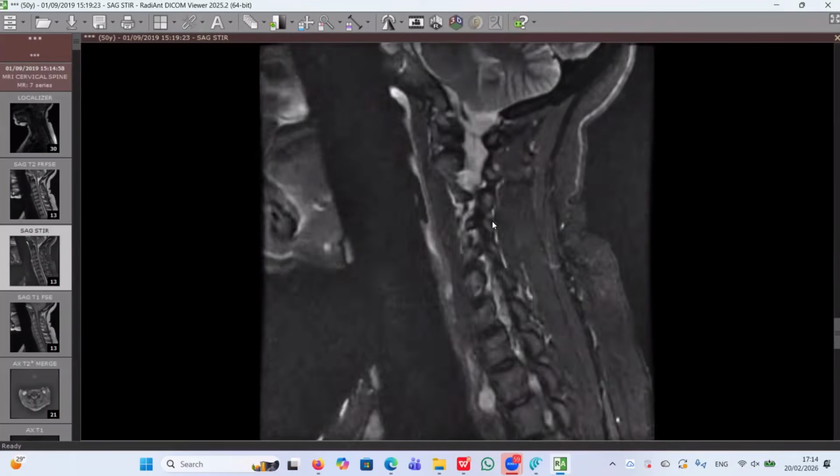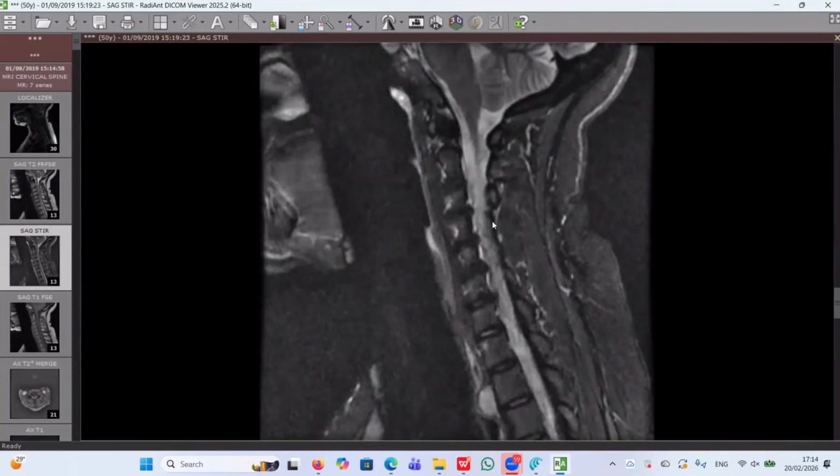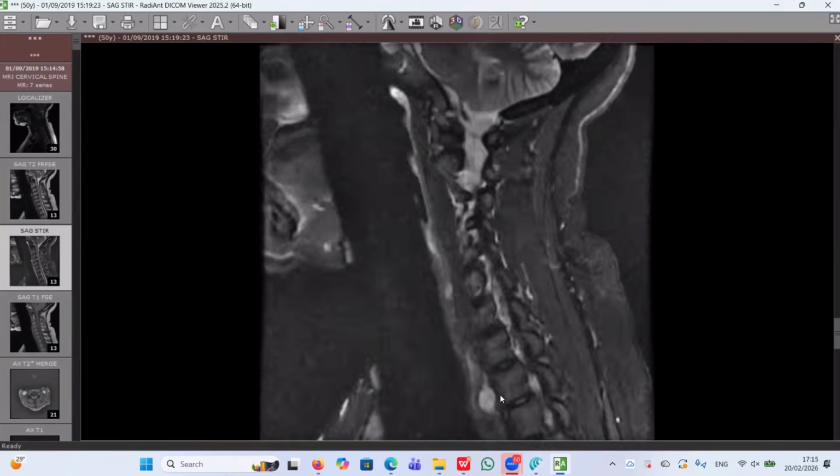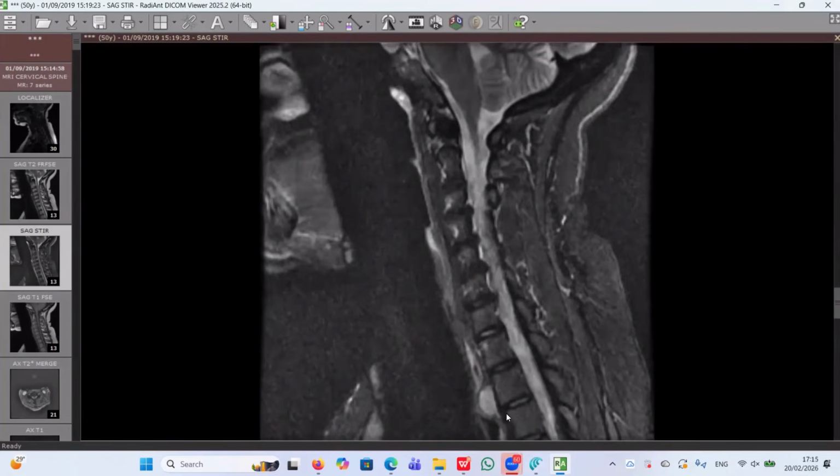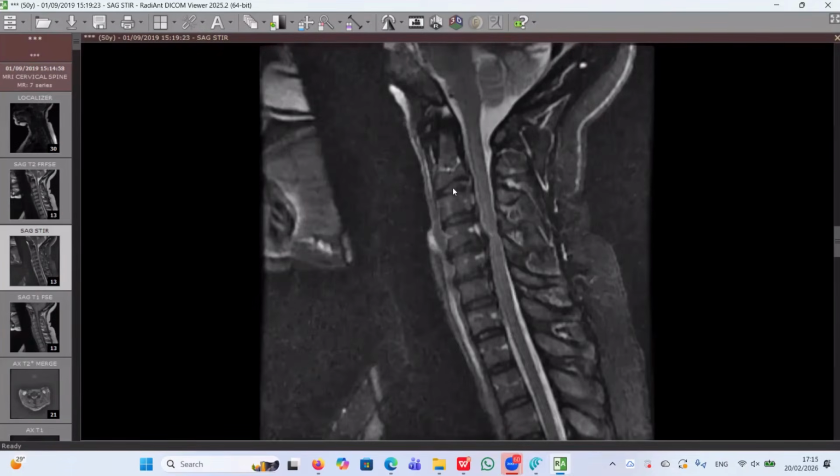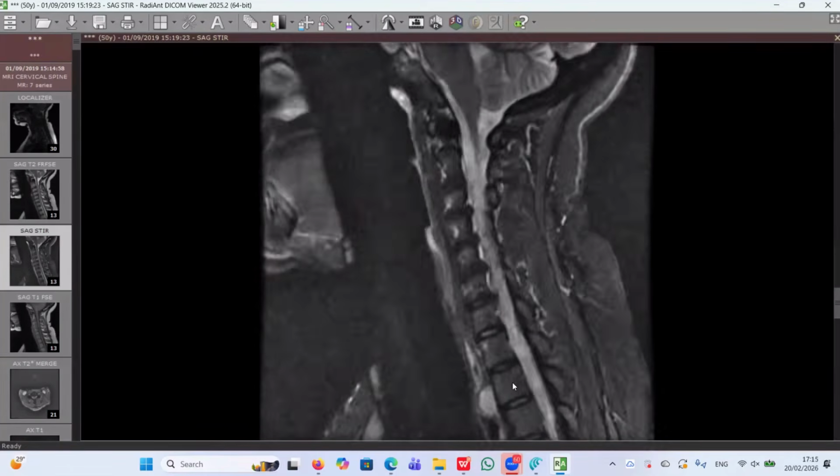I can appreciate a well-defined hyperintense lesion adjacent to the upper thoracic spine. Very nice. Perfect. Candidate number 2, perfect. We have a lesion located at the prevertebral space. Is that correct? Yes. It's opposite 2, 3, 4, 5, 6, 7, D1, D2. Opposite D2 vertebrae. Is that correct?